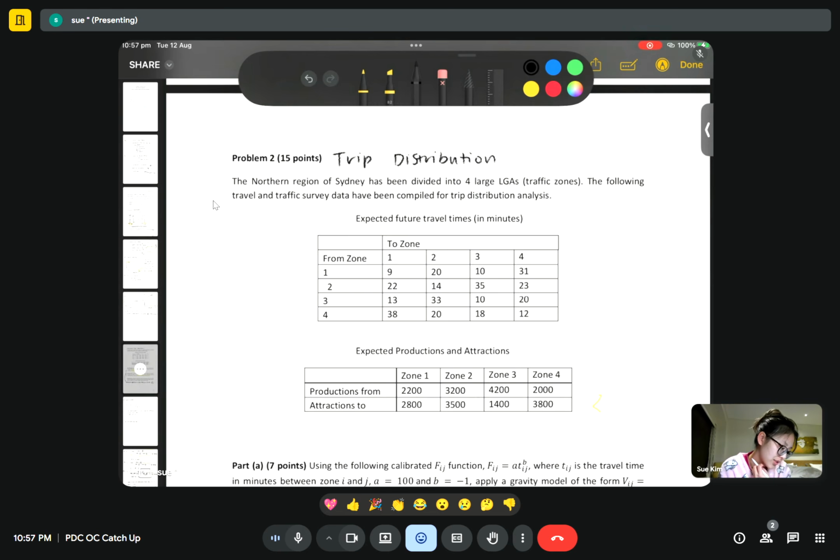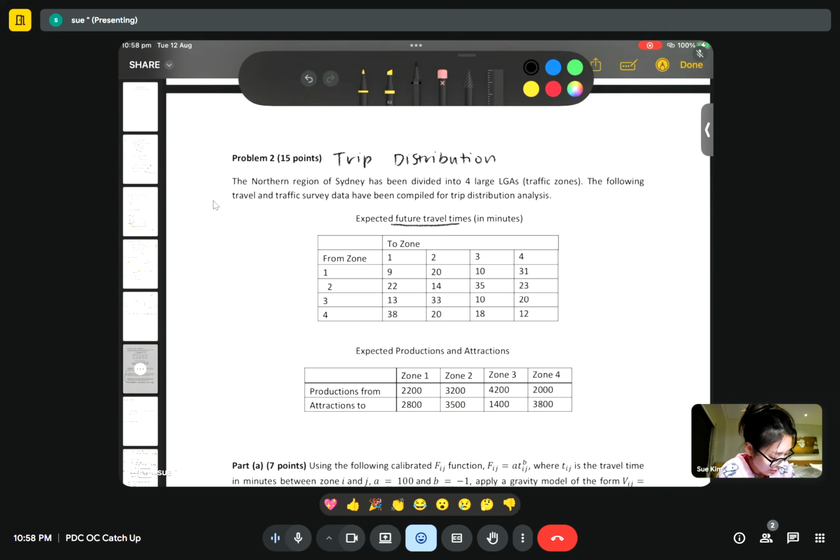So I'll move on to trip distribution. It says the northern region of Sydney has 4 areas, and then we have some information. We're given the expected future travel times. This tells us how many minutes it's going to take to travel from 1 to 1, or 1 to 2, 1 to 3, 1 to 4, and they give us every single combination possible, basically.